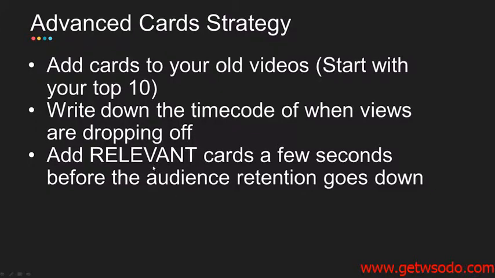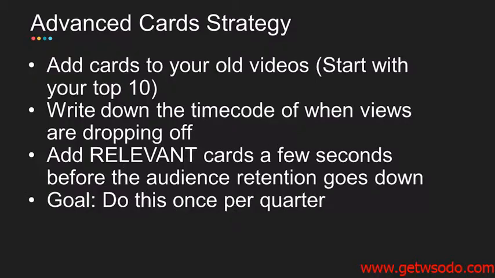And then what you want to do is add relevant cards a few seconds before the audience retention goes down. Key being relevant: if they were watching how to get free stuff on Amazon, then they might be interested in another Amazon Prime video or something, but they may not be interested in how to optimize your YouTube channel. Two totally different things. So as much as possible, try to stack a relevant card that the viewer of that video would be interested in, and then that will have the best chance of actually getting clicked.